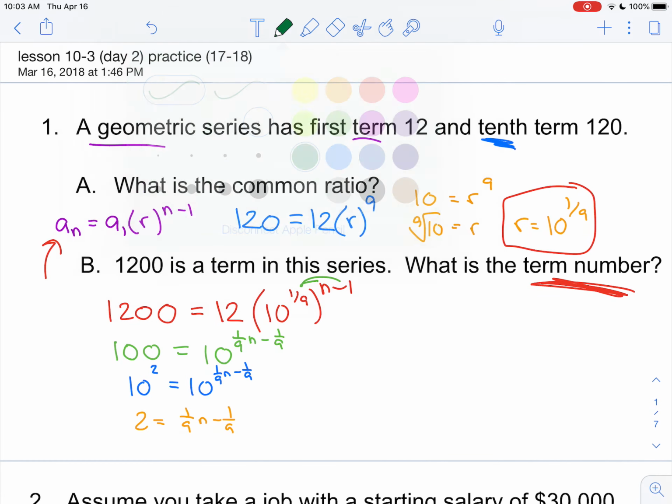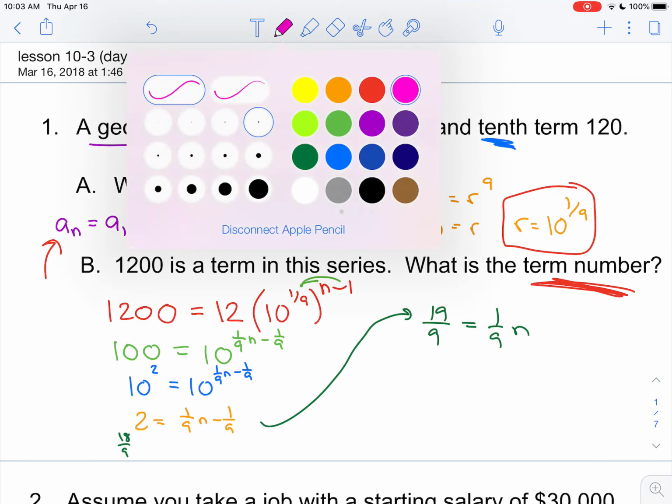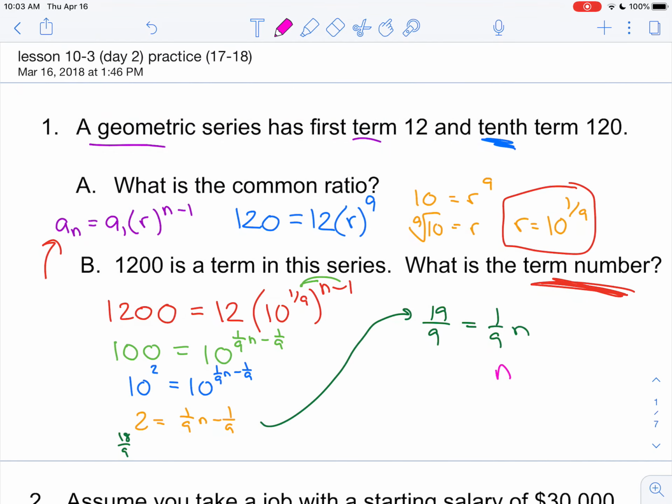I'm running out of space, so we're going to move over here. So we could add 1/9 to both sides, and that would give us 2 would be the same thing as 18 over 9. So 18 over 9 plus 1/9 becomes 19 over 9 equals 1/9 n. We want to solve for n. We're going to multiply both sides by 9, and I promised you it had to be a whole number, and we get a whole number of 19.